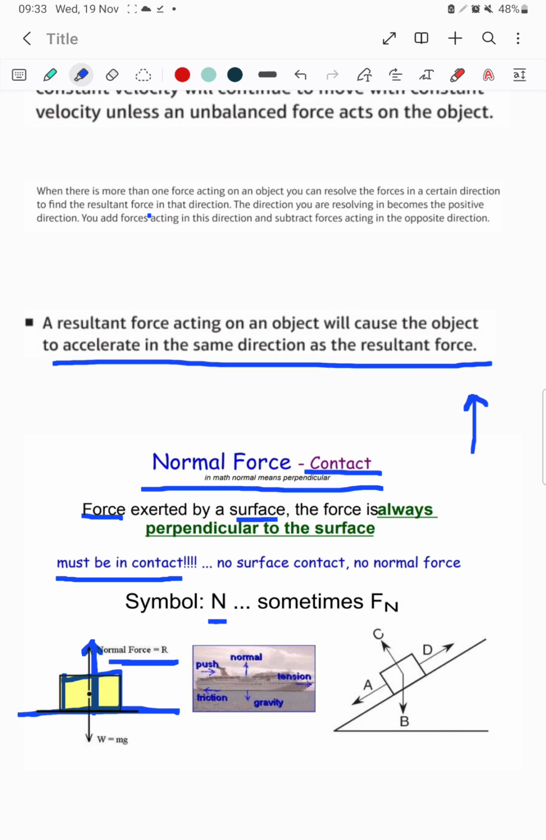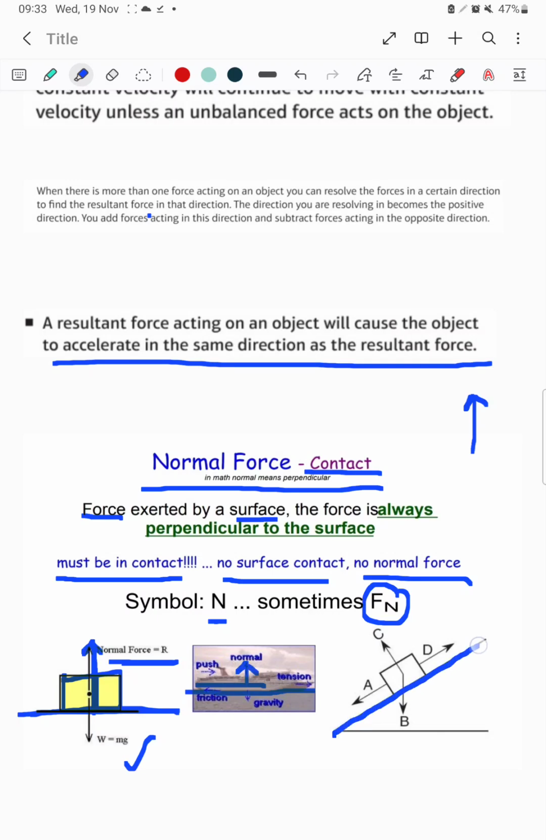The object must be in contact with another object. If there is no surface contact, there is no normal force. Sometimes we show it like Fn also. So these are the different cases. One is this case. Here is another object, this is the water, and here is a boat. So there is a normal force in the upward direction.